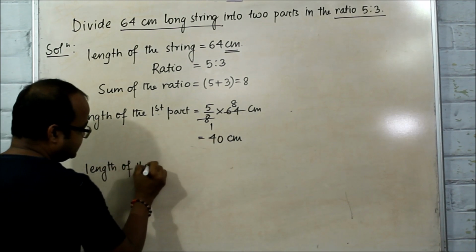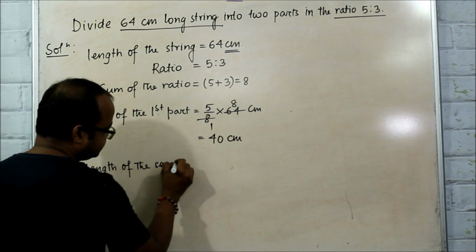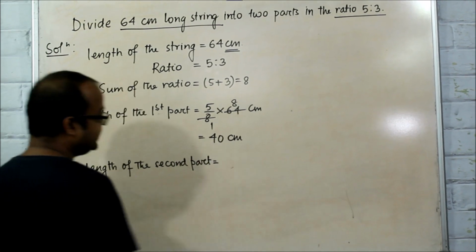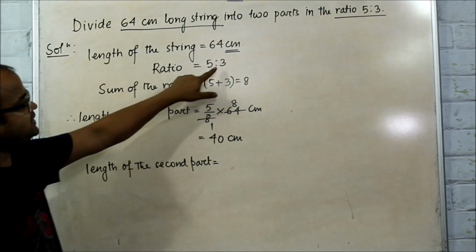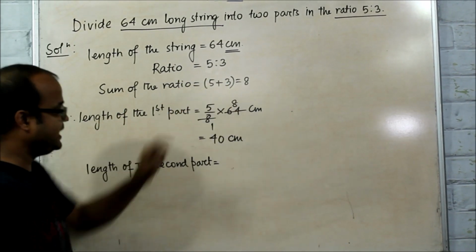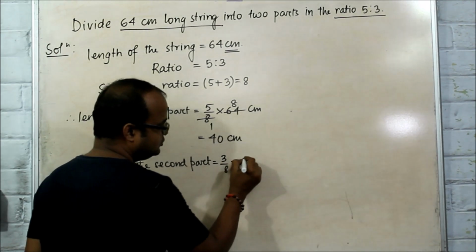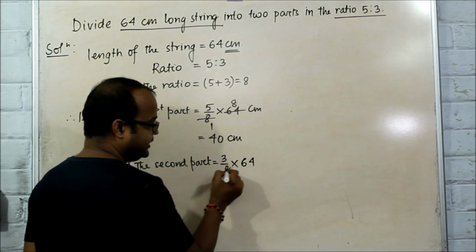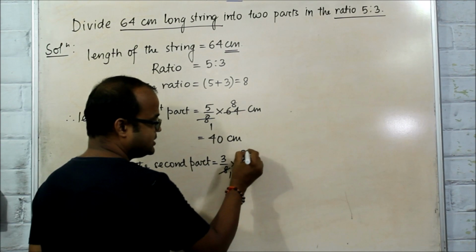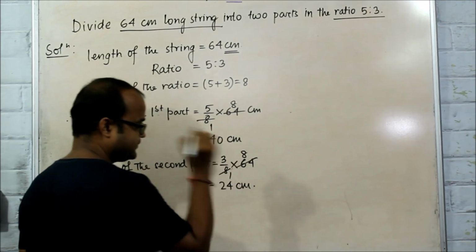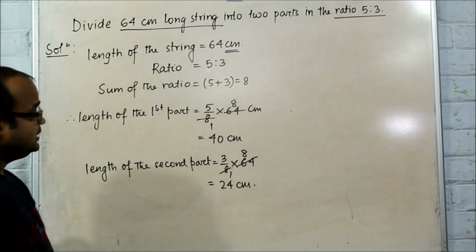Length of the second part. Second part is 3, so 3 by 8 into 64. 8 1 is 8, 8 8 is 64. So this is equal to 24 centimeter. Clear?